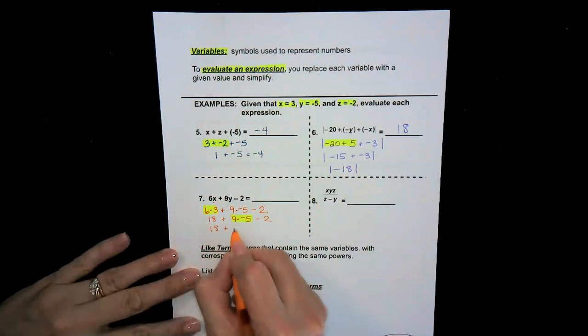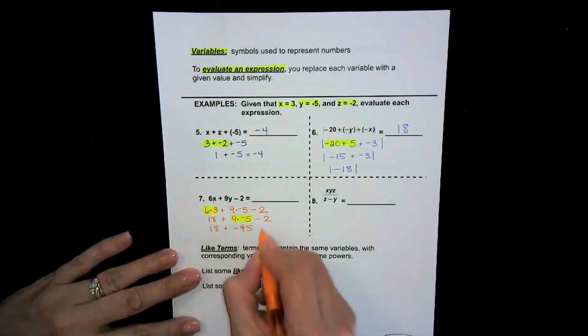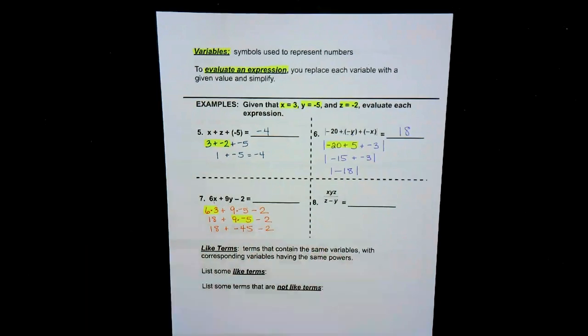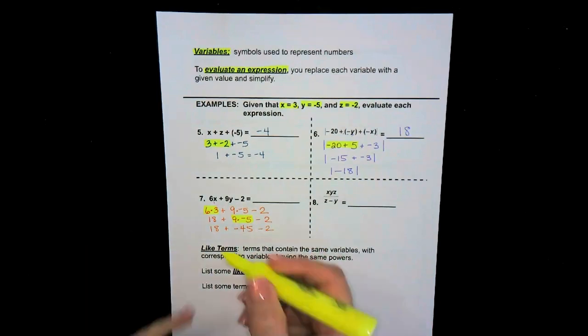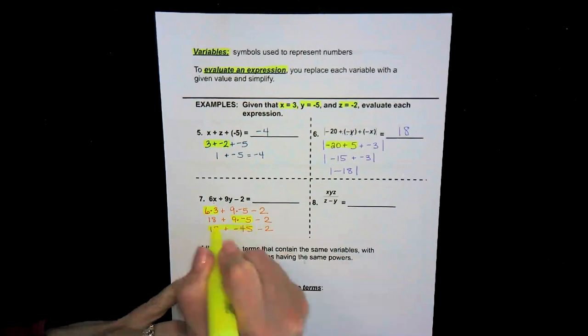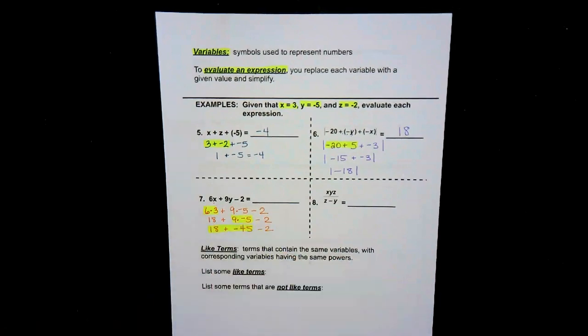So 9 times negative 5 gives me negative 45. Now we're ready to add or subtract in order from left to right. Again, feel free to use your calculator to help you. I have linked the Desmos calculator below in the description.